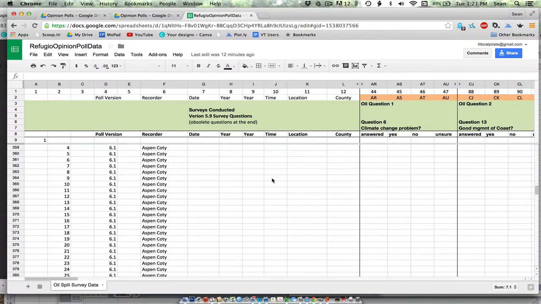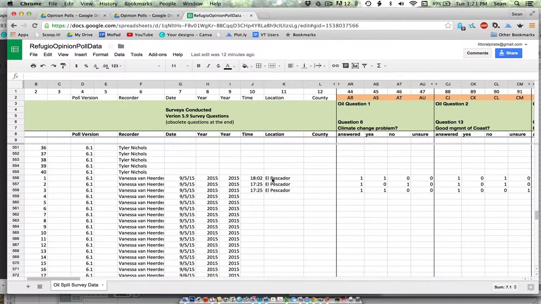If we scroll down, it looks like Vanessa has started to enter her data. So let's take a quick look. Here's her name. Here's her own internal number to keep track of what surveys are what. This is the first one she entered, the second one, third one. Again, I strongly suggest you guys number each of your surveys by hand after you've conducted them, so if there is a question, we can go back and double check your data entry or what have you.